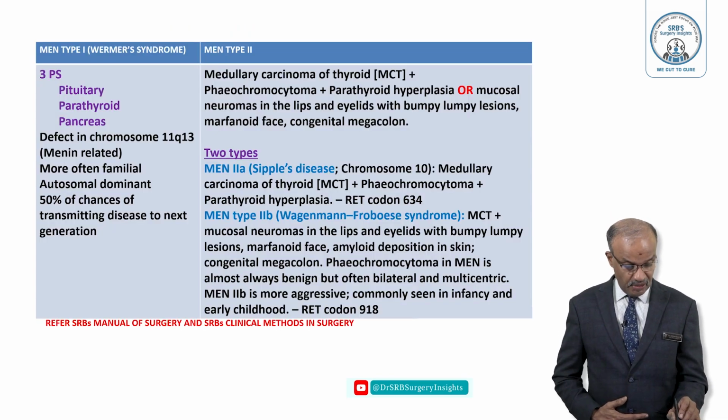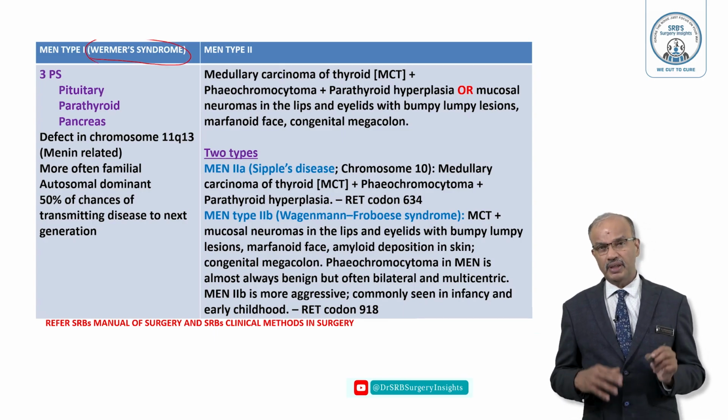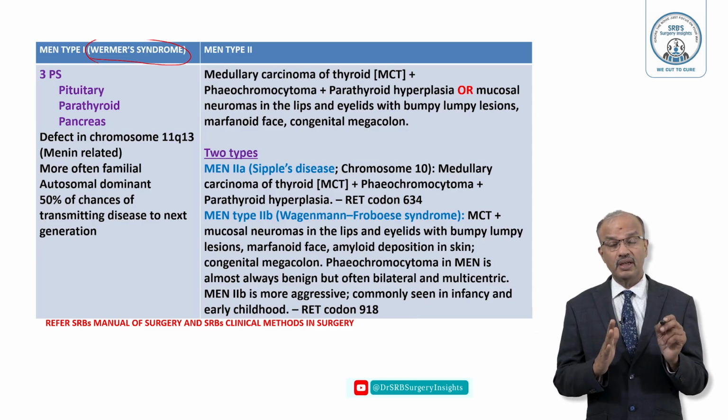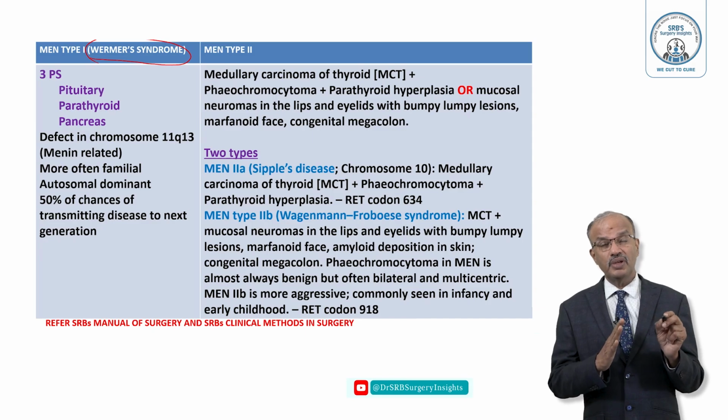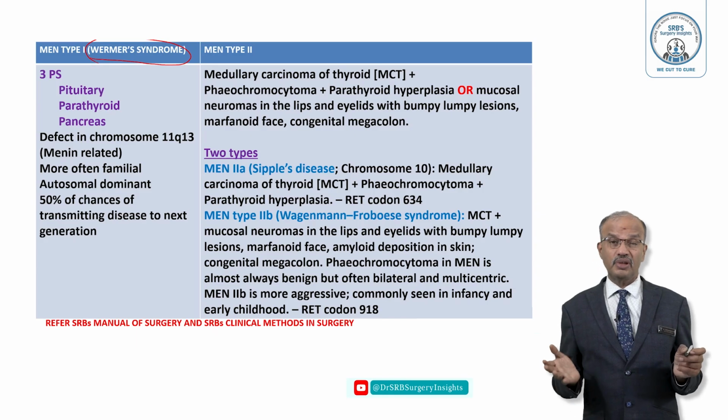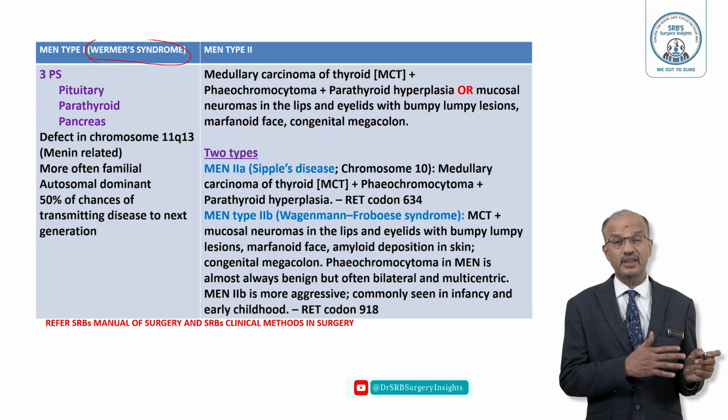MEN type 1 is called Wermer syndrome. Again, often asked as an MCQ question. Spelling, remember, WERMER syndrome. Wermer, not Werner. There is another syndrome, Werner syndrome, WERNER syndrome. That is genetically related early aging. Beyond puberty, at puberty they start developing aging. So totally it is due to genetic mutation, DNA mutation probably.